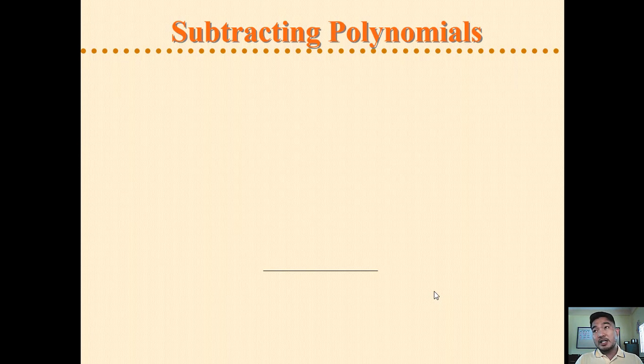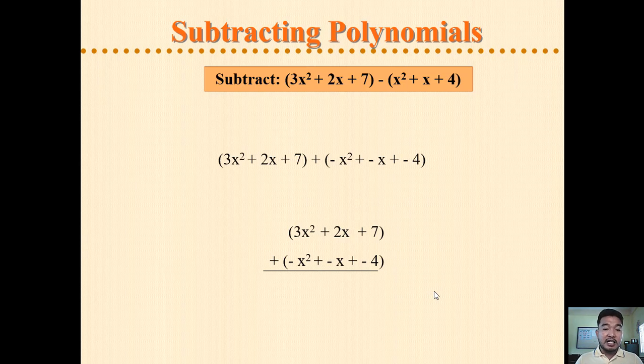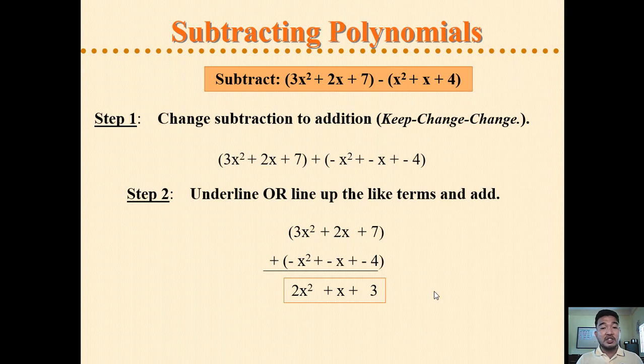We move on to the subtracting of polynomials. So tandaan palagi kung ano ba ang like terms at hindi like terms because you will be applying that in performing operations in polynomial. So subtraction. Subtract the quantity of 3x squared plus 2x plus 7 minus the quantity of x squared plus x plus 4.